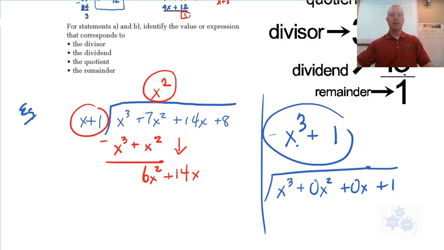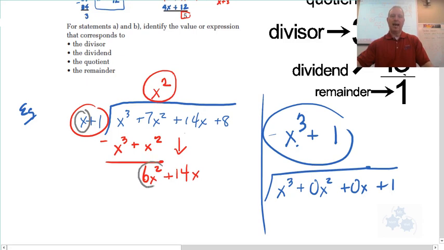I'll use a different color here. I'll use gray. So now I look at x times what will give me 6x squared, right? Or you could think of it 6x squared divided by x, right? Same thing. I like to think of multiplication instead of division, but you can think of it any way you want. So 6x squared divided by x would be what? 6x, right? So plus 6x is the next term that I put in my quotient.